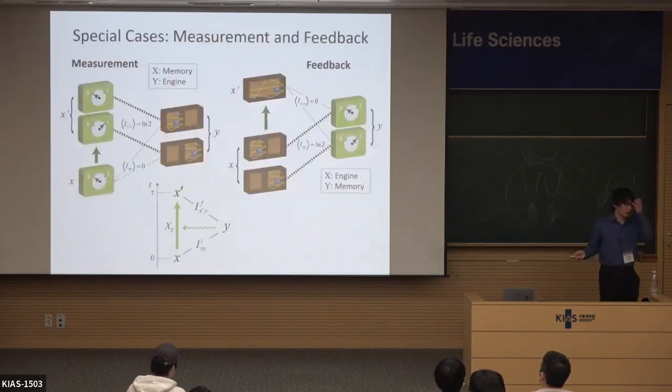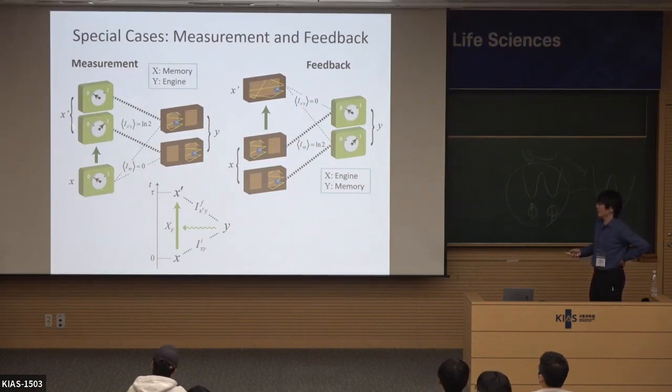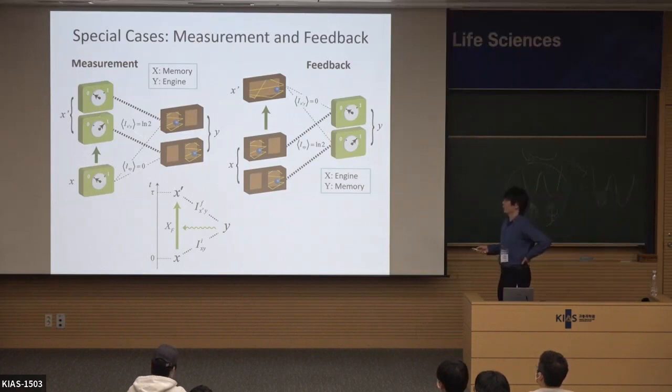These are typical examples of this setup. So we have, for example, the measurement process like this, and in this case, the system X is the memory, and system Y is the engine. In this case, the initial correlation is zero, because this is a measurement process, so the initial mutual information is just zero. And the final mutual information is given by log 2, because log 2 of information is obtained by the memory from the Szilard engine. So during this measurement process, it is natural to suppose that the state of the engine does not change during the measurement, but only the memory changes like this.